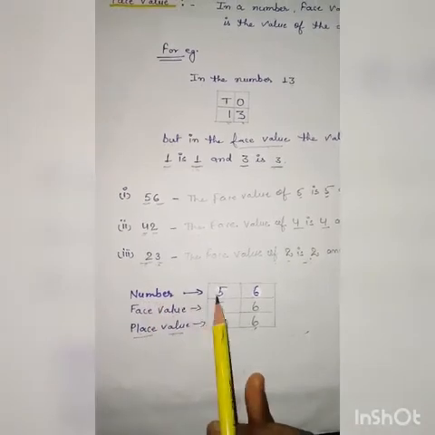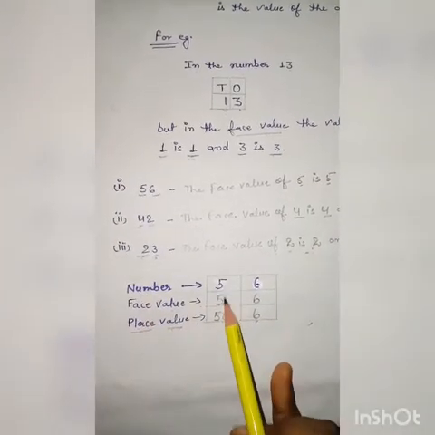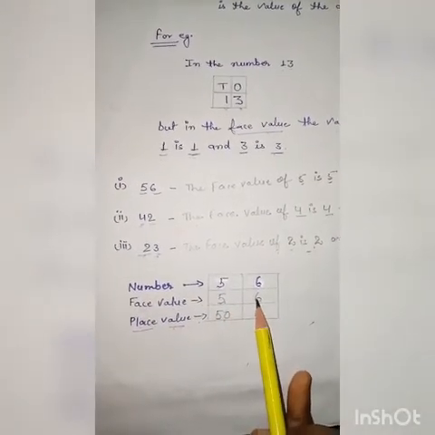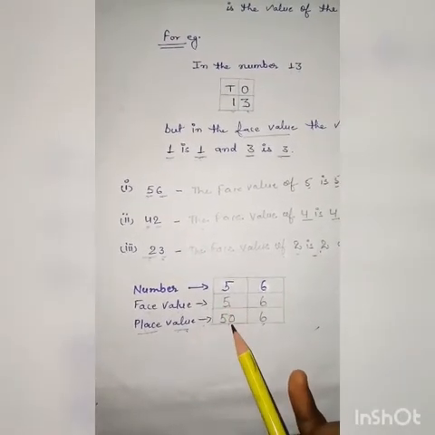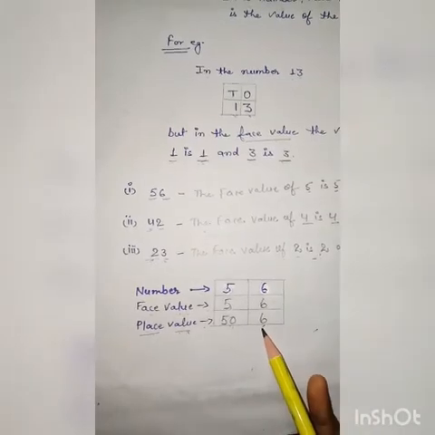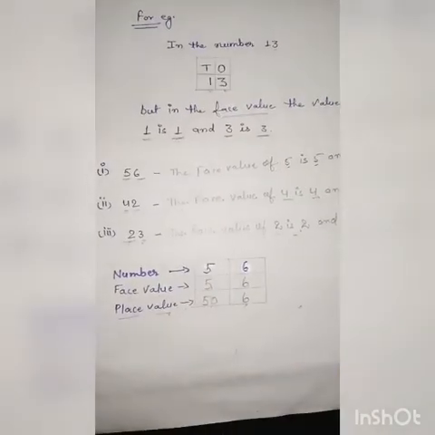Let's take a number 56. The face value of 5 is 5 and 6 is 6. But in the place value, the value of 5 is 50 and 6 is 6. So this topic ends here.